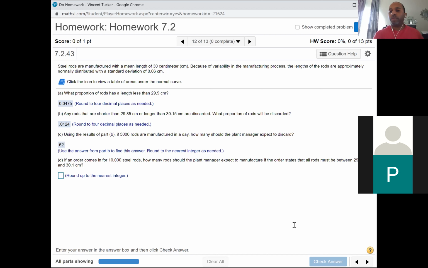So we have to find our z-scores and then do the same thing that we did for C. Did you find your z-scores, find a percentage between, and then multiply that percentage between by the 10,000? For part C, for D.